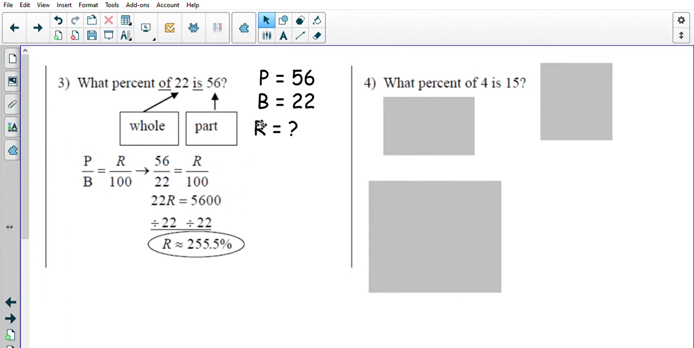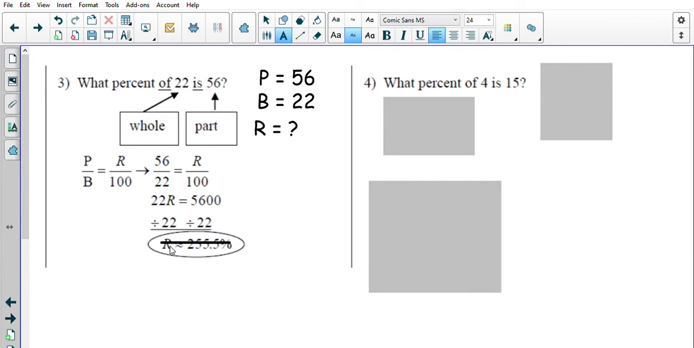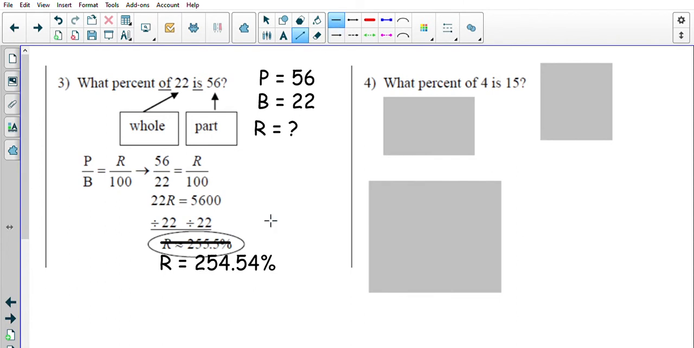Let me just double check my calculations. Yeah, this should be 254. Cross that out. I feel like maybe it changed at some point, or I made a mistake there. But r is about equal to 254.5. It is a repeating decimal, so if you want to write 254.54 with a repeating bar over top, you may certainly do that. My apologies that there was a mistake there.